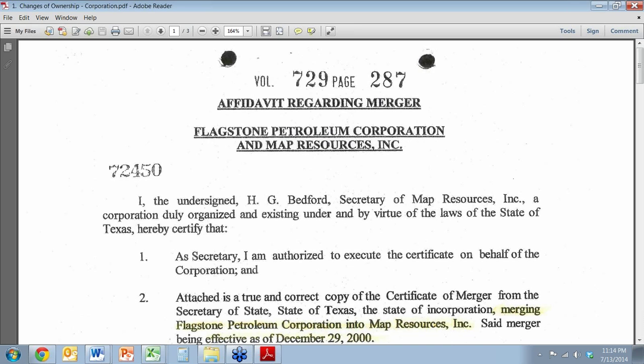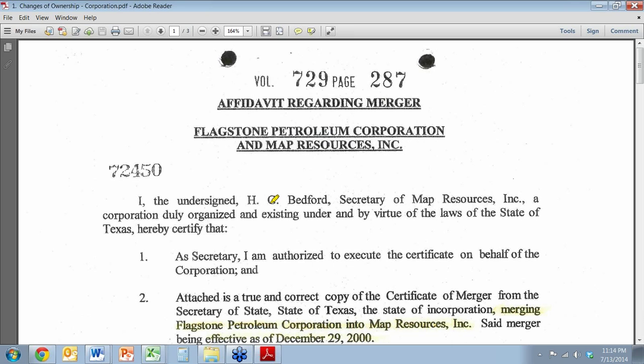So let's look at this first instrument, which is an affidavit regarding merger. The first thing I do is I read every one of these word for word, because I don't want to miss anything. I don't want there to be some red flag in there that I miss. So this is the affidavit regarding merger, and it's Flagstone Petroleum Corporation and Map Resources.